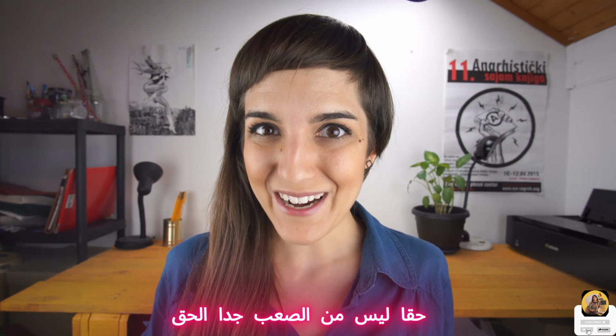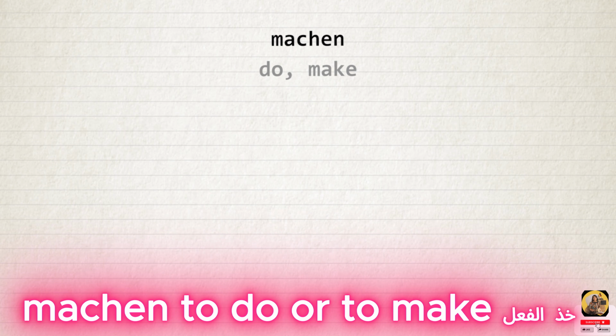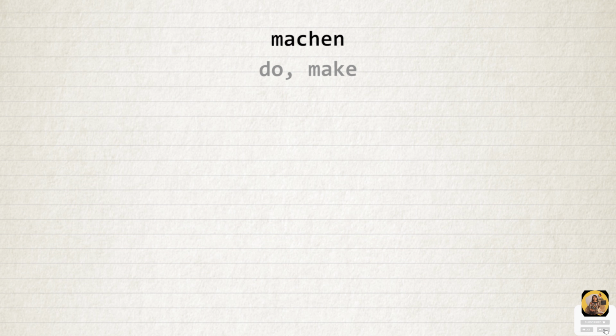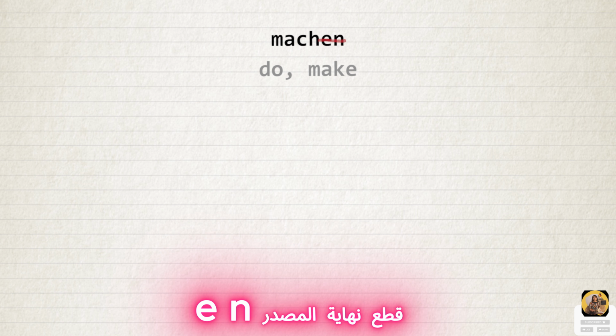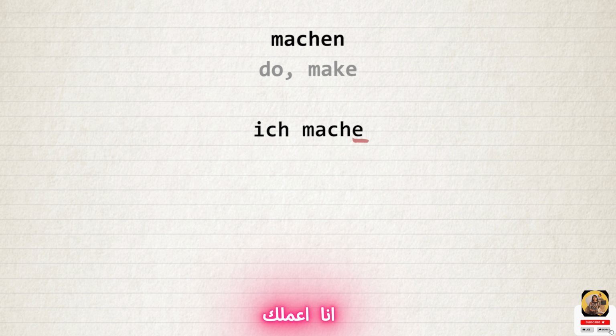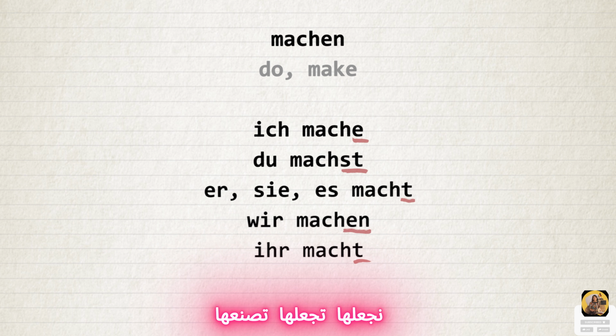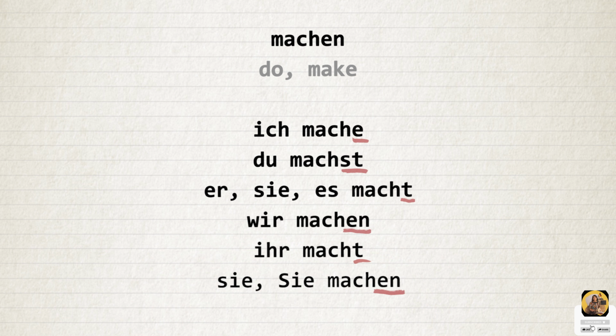Really not so difficult, right? Let's take a look at a few more examples. Take the verb machen, to do or to make. So just like we saw, cut off the infinitive ending en. Attach the present tense endings e, st, t, n, t, n. Ich mache, du machst. Er, sie, es macht. Wir machen, ihr macht. Sie machen.